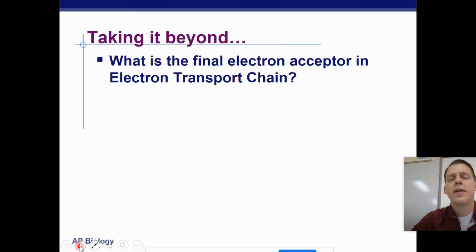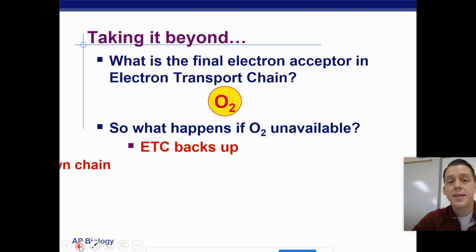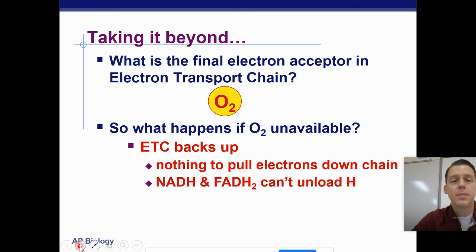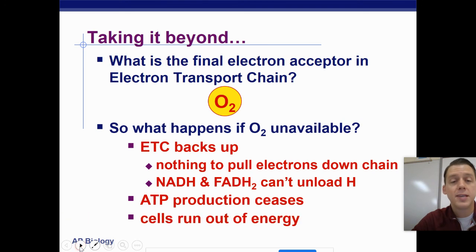What is the final electron acceptor in the electron transport chain? That would be oxygen, very important. So what happens if oxygen is unavailable? The ETC backs up, there's nothing to pull. The NADH and FADH2 can't unload their H's, and ATP production is going to cease. And the cell will run out of energy, and then living things cannot live.